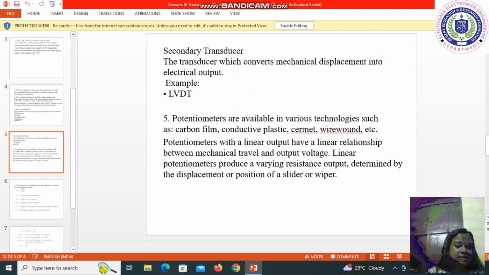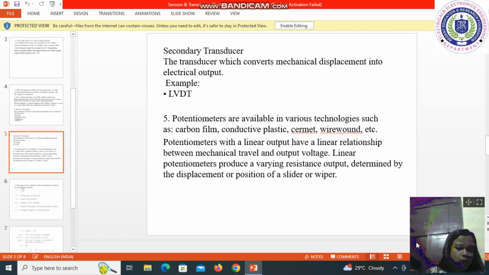Next part, that is the secondary transducer. The transducer which can convert mechanical displacement into electrical output is known as a secondary transducer. The output of the primary transducer is converted into a useful signal by the secondary transducer, and it is basically an electrical device. An example of a secondary transducer is LVDT, linear variable differential transformer.